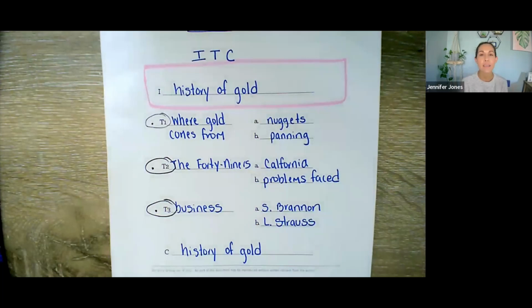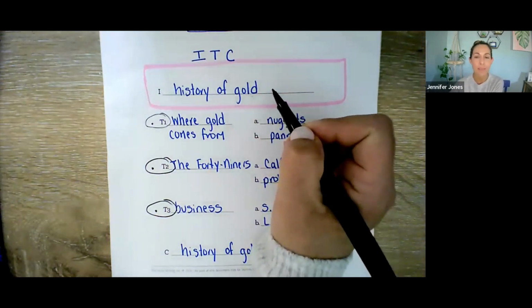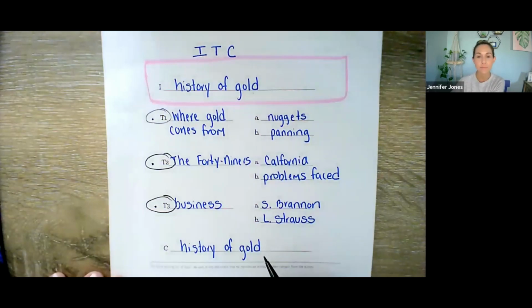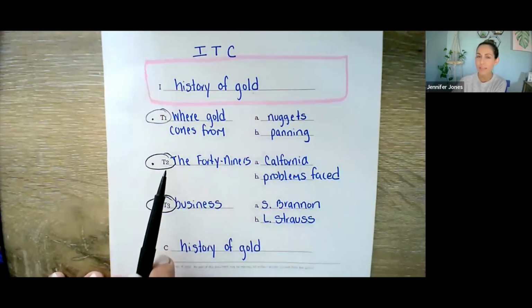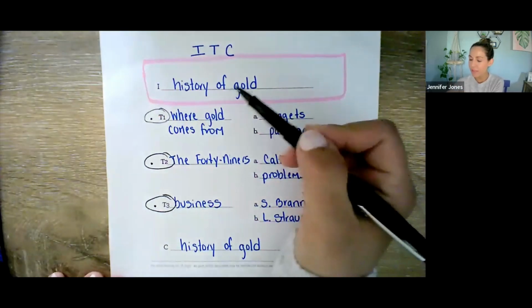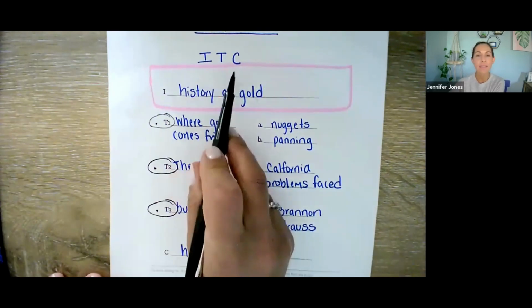And remember, your prompt is write an expository essay about the history of gold in California. So we're writing for the purpose of informing or teaching our reader about the history of gold. So the central idea, what the prompt told us to write about, is what we write next to I and C. The 3 main topics we want to write about in our essay are T1, where gold comes from, our T2, that's our second topic, the 49ers, and our T3, our third topic, is about the businesses that grew during this time. So this I, T1, T2, T3, and TC plan is called an ITC outline.